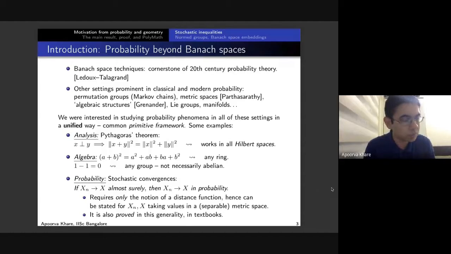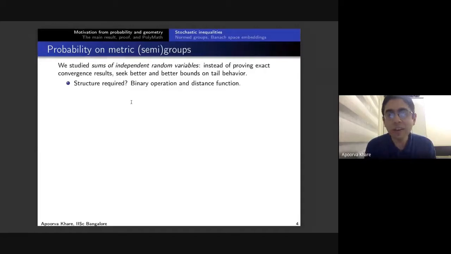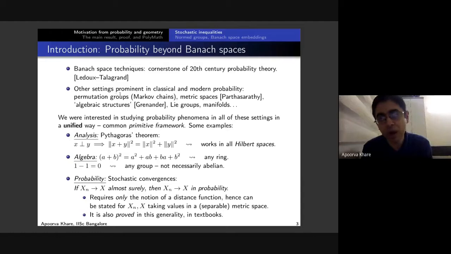So that was the idea of a primitive framework in which we wanted to study probability inequalities in various of these settings. And so what we were looking at was things like sums of independent random variables. If you divide that by square root n, then you go to a central limit theorem. If you divide it by n, maybe you go to the weak law or strong law, strong law of large numbers. But of course, we were looking at random variables that might take values in permutation groups, so you can't really divide by anything.